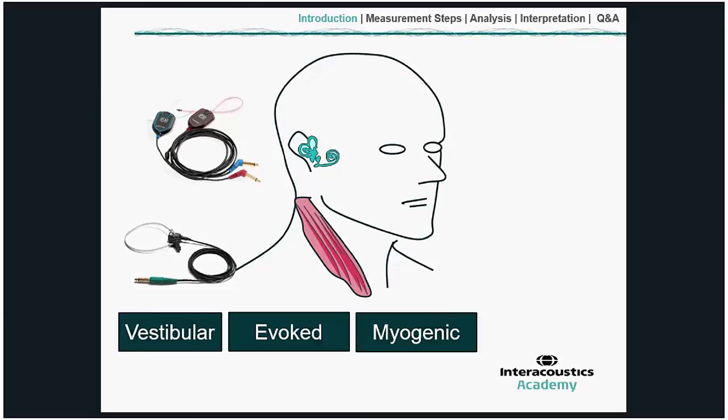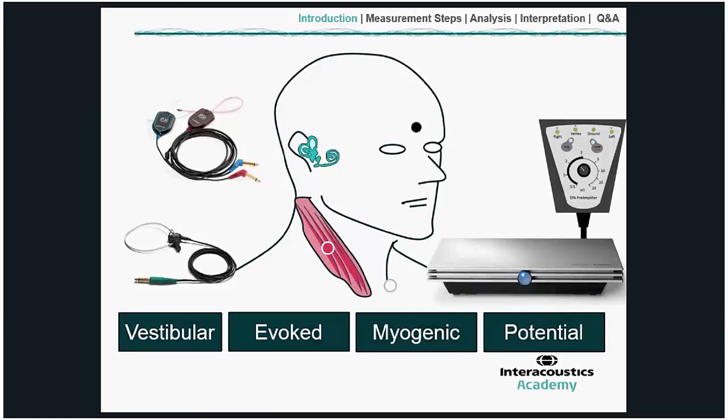The next word in VEMP, for the M, is myogenic. Myogenic really just means muscles, and what we can see now on the image is a muscle of the neck, which we're going to be focusing on today for the cervical VEMP. And P stands for potential. So what we're looking for is a change in electrical activity from this muscle. When you break the word down, the vestibular system is stimulated, and that causes a change in muscle activity, and that's what we're recording with the vestibular evoked myogenic potential. That's why we need to use an evoked potentials platform such as the Eclipse to get accurate recordings.